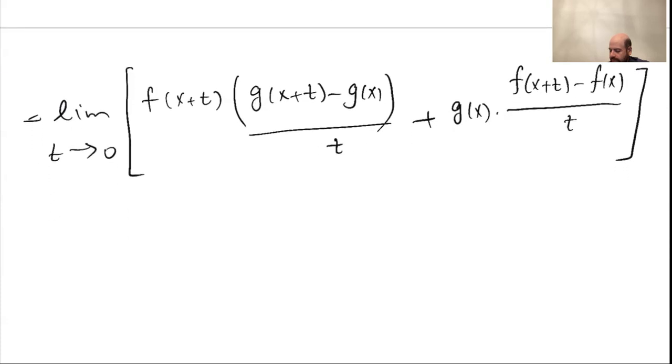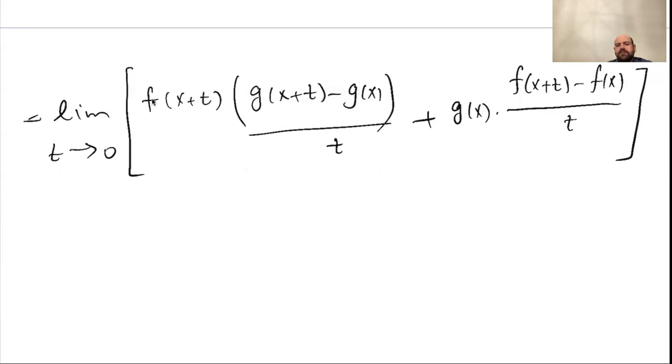And then this one, I can write it as, okay, see, I have limit of product of two functions. Limit of product of two functions is product of the limits as long as limit of each function exists. Well, this limit exists because g is assumed to be differentiable. So if g is differentiable, it means that limit g of x plus t minus g of x over t exists and is equal to g prime of x, right? So this limit exists. We have no problem with that.